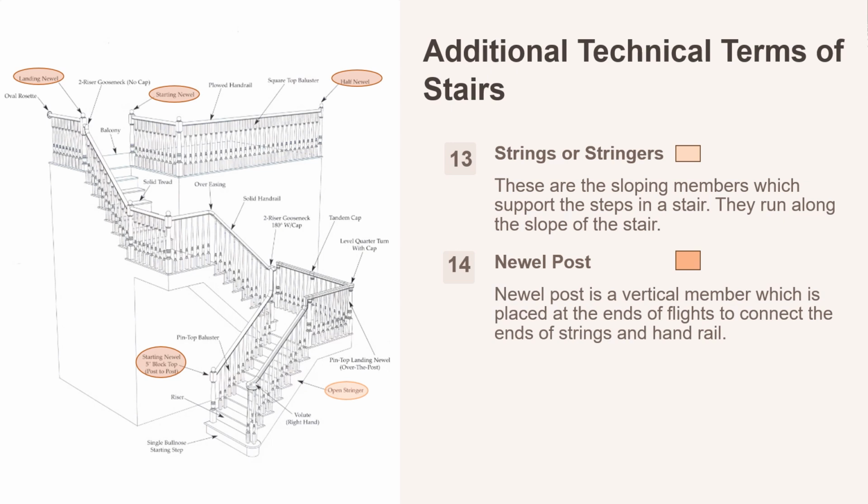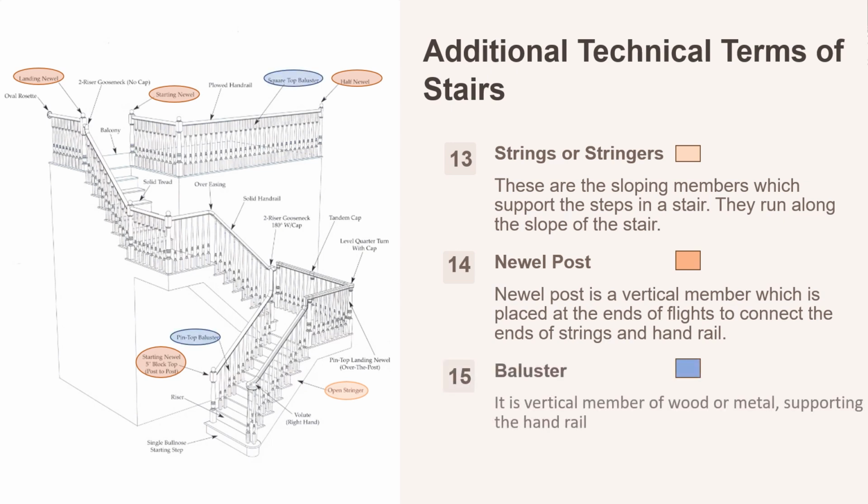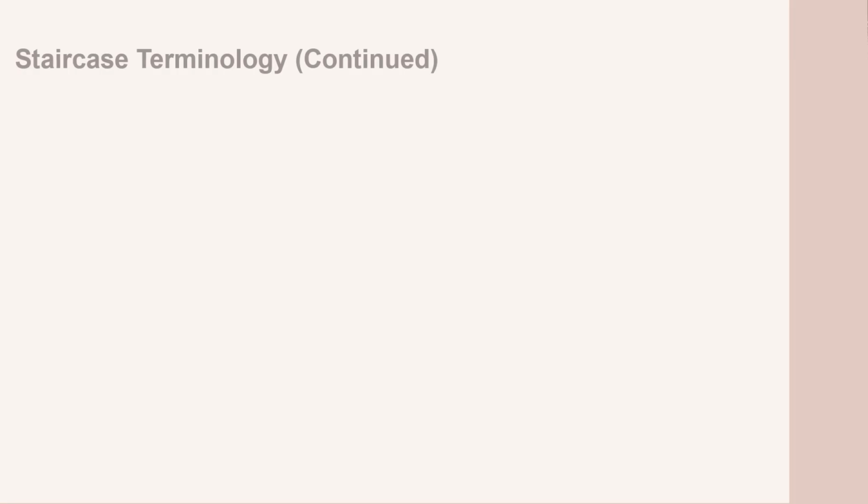It is like the anchor point for the staircase. Next comes the baluster. A baluster is a vertical member that supports a handrail. Think of a vertical post between the steps and the handrail on any decorative staircase. They are like the pickets in a fence, providing support and safety.